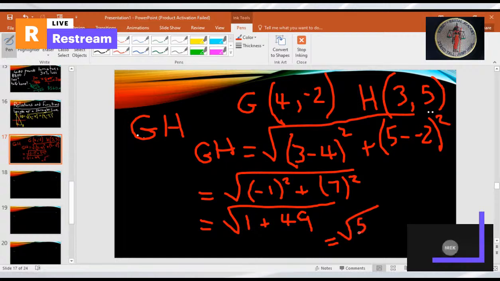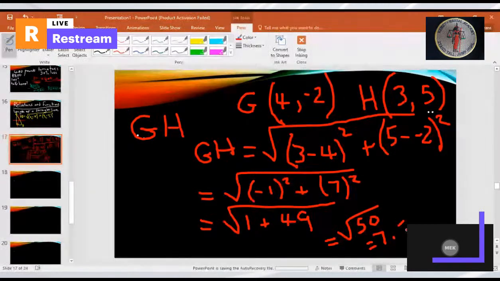And your calculator, so the square root of 50, and that is 7.0. And so remember, I said you're going to put the word beside it.